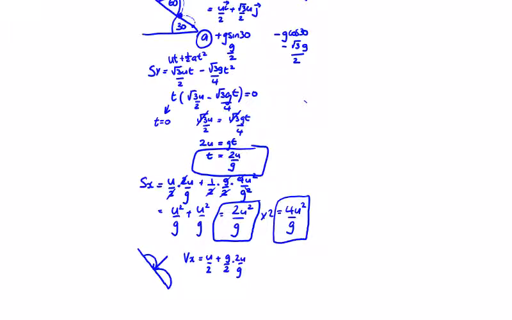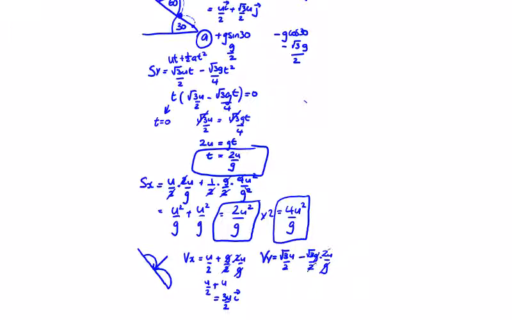So that's going to give u over 2 plus u, so that's going to be 1.5u or 3u over 2. That will be in the i direction. Velocity of y is going to be root 3u over 2 plus at, which is minus root 3g over 2 times t, which is 2u over g.